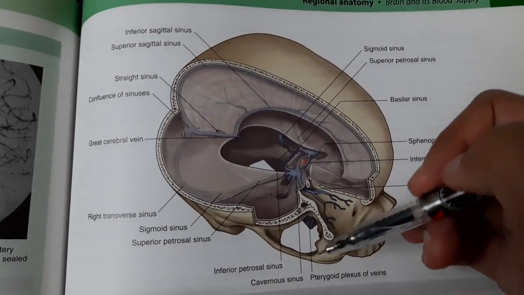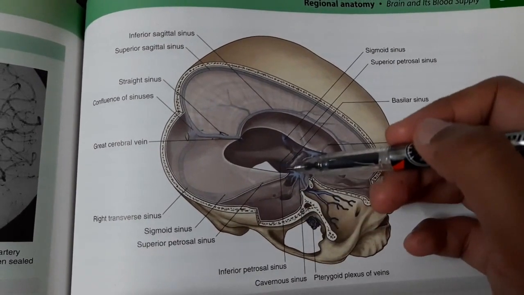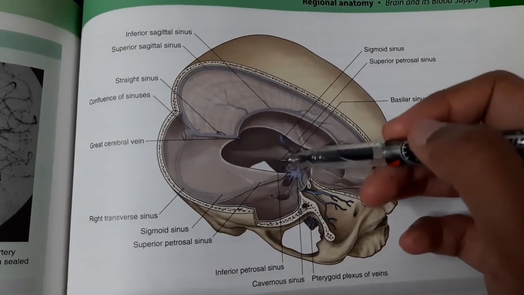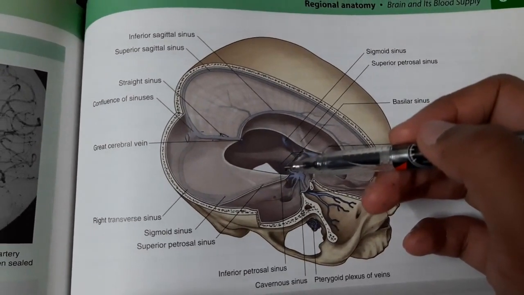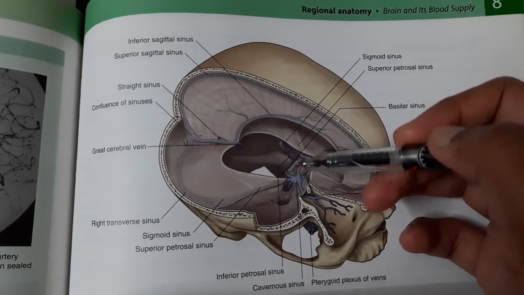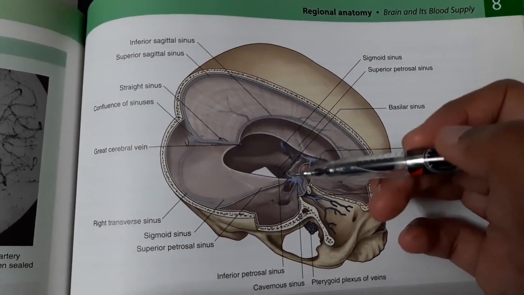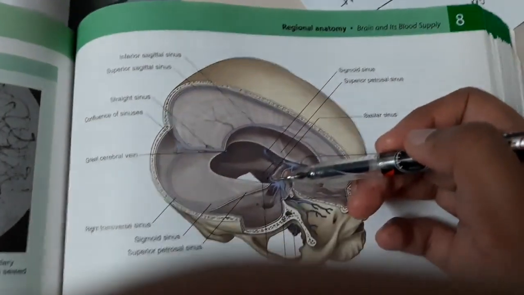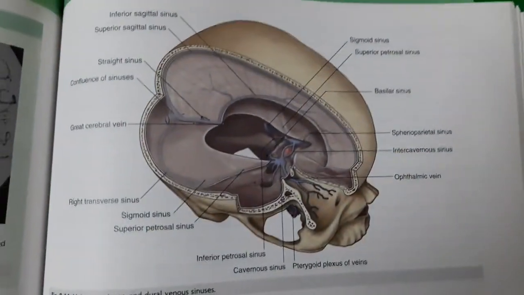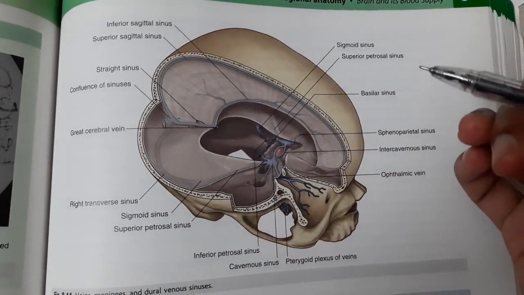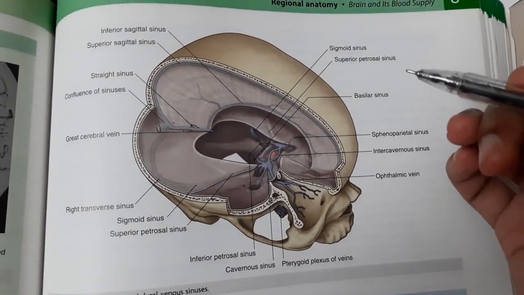Then you can also see the inferior petrosal sinus. The inferior petrosal sinus receives from the cavernous sinus and cerebellar veins. We also have the superior petrosal sinus, which will also receive from the cavernous sinus. The cavernous sinus gives its blood to the inferior petrosal sinus inferiorly and the superior petrosal sinus superiorly. Okay.